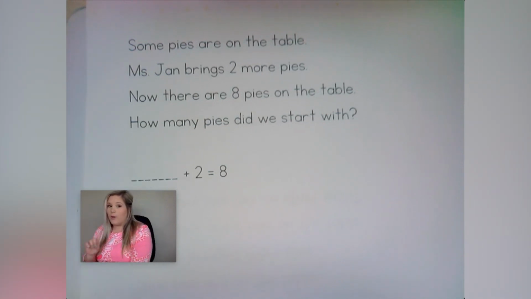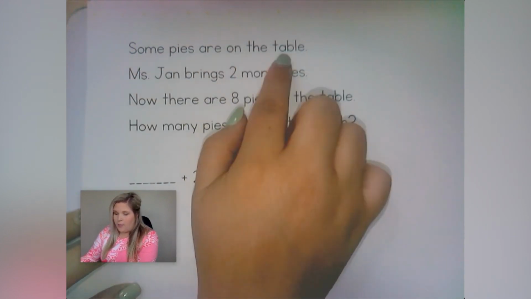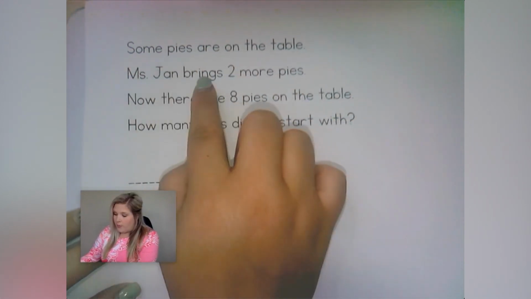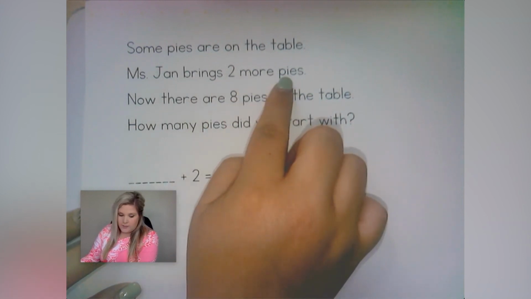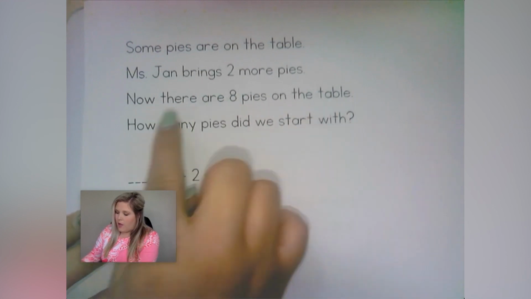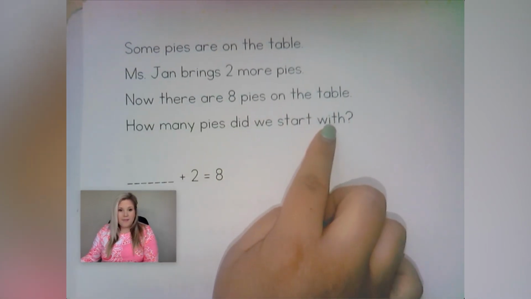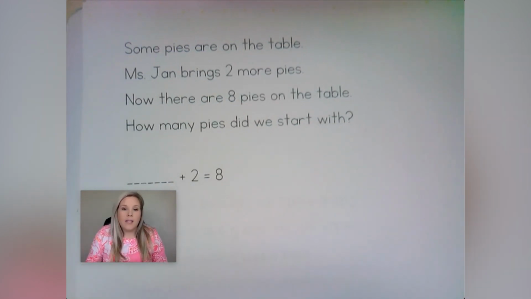I'm going to read it one more time. Some pies are on the table. Miss Jan brings 2 more pies. Now there are 8 pies on the table. How many pies did we start with? Will we solve this in a different way?